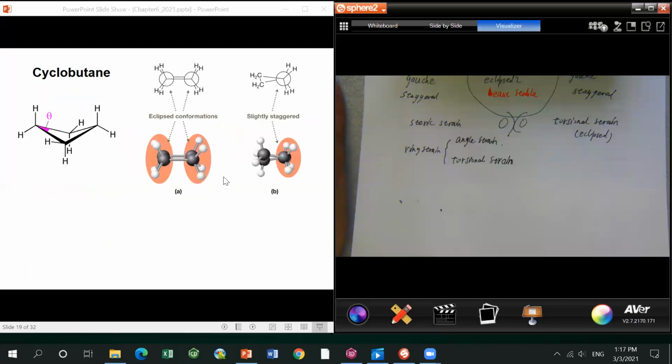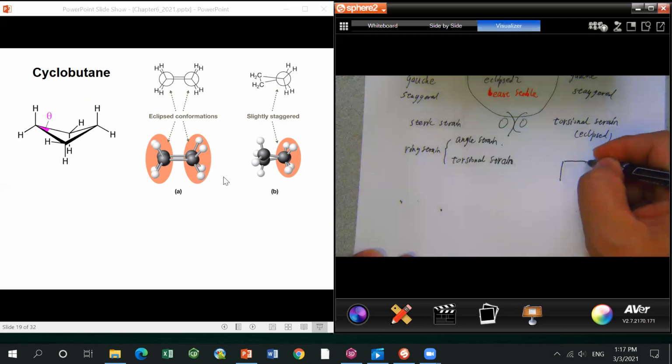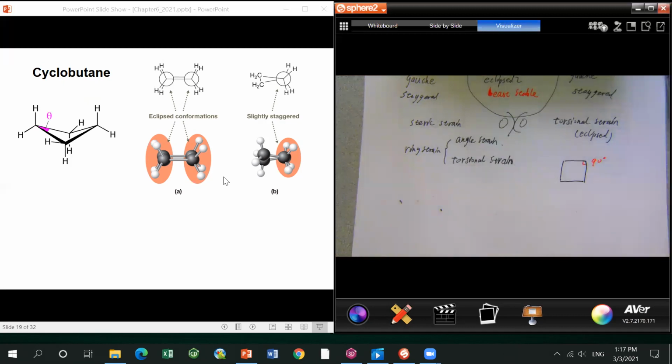All right, so for cyclobutene, if we increase by one carbon, it should be something like a square. If it's a planar structure, a square, we know that the bond angle should be 90 degrees. But in reality, cyclobutene is not a planar structure. It's a little bit puckered, kind of a little bit folded.